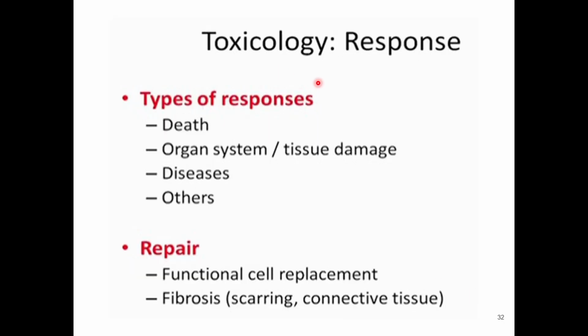So the types of responses to these toxic substances, that is toxicants and toxins: firstly, obviously it can be death. It can be fatal, the person will die. Second is organ system or tissue damage. Third is other types of diseases. Fourth is various types of mishaps occurring. So these are some of the responses, and the repair can be through functional cell replacement or through fibrosis, which is scarring, lining or connective tissue.